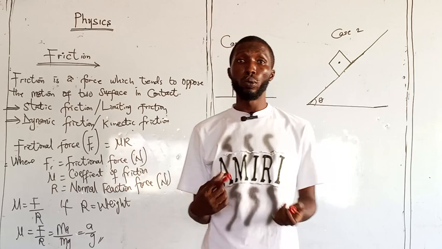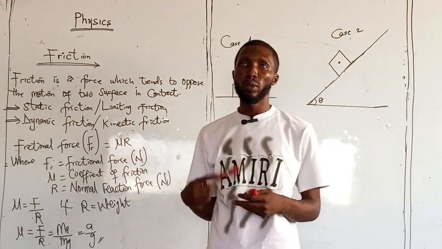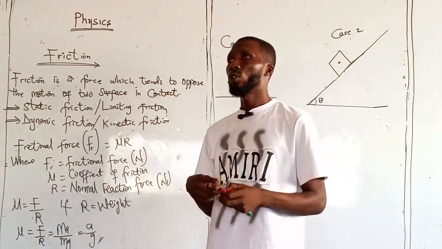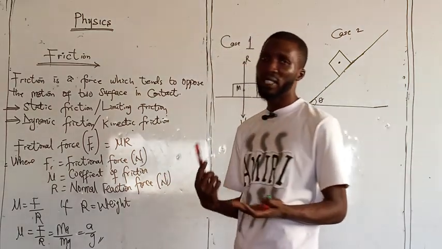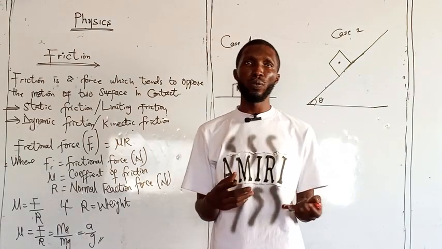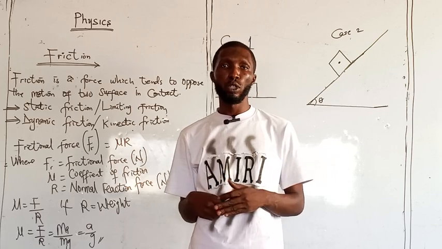Friction. Friction is a force that tends to oppose the motion of two bodies in contact. For a body to just begin to slide over another, this force must be overcome. So we have two types of friction. We have the static or limiting friction. It is the type of friction that exists between two surfaces in contact and they are at rest. There's no relative motion between the two bodies.